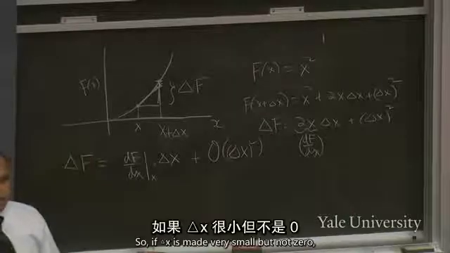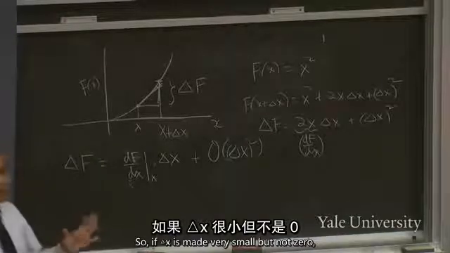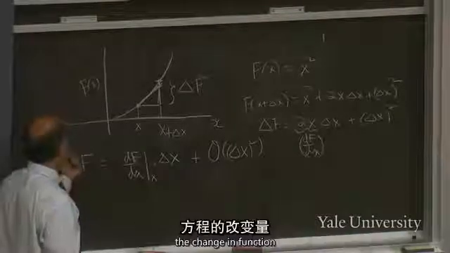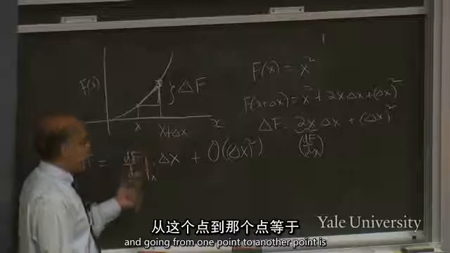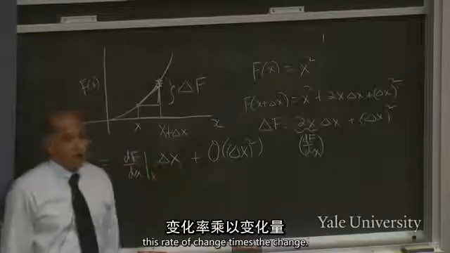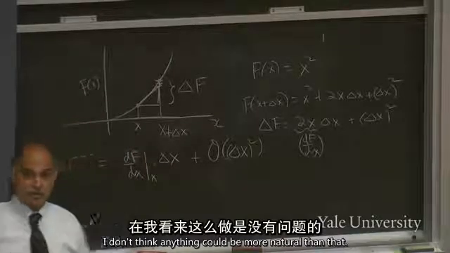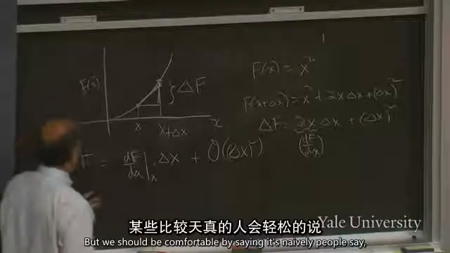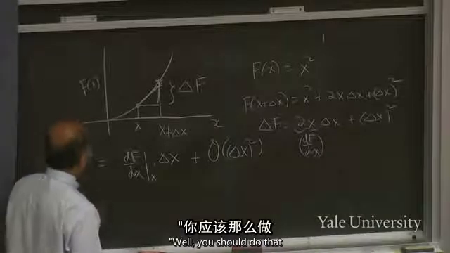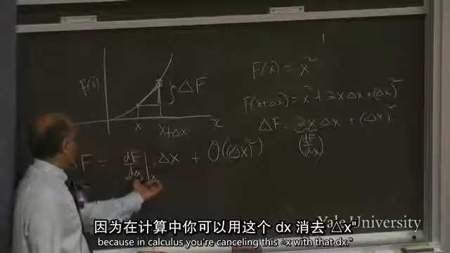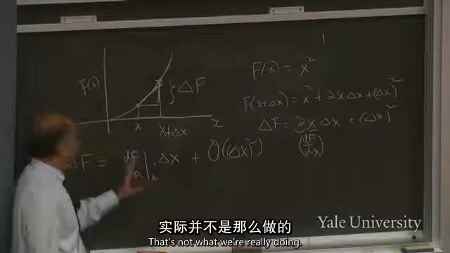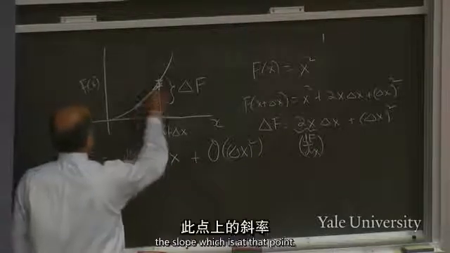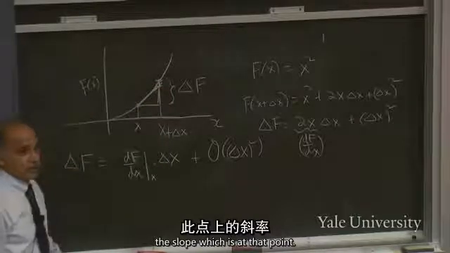So if delta x is made very small but not zero, then it's a very useful formula to know that the change in function in going from one point to another point is this rate of change times the change. I don't think anything could be more natural than that. But we should be comfortable by saying, it's naively people say, well, you should do that because in calculus you're canceling this delta x with that dx. That's not what we're really doing. We all know that this stands for a certain limit, but the limit stands literally for the slope which is at that point.